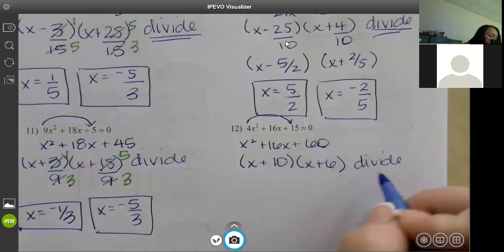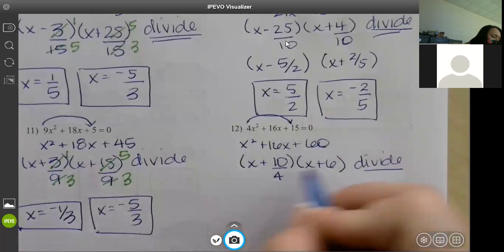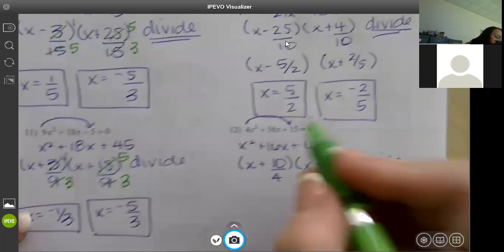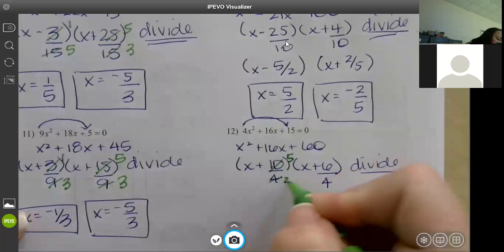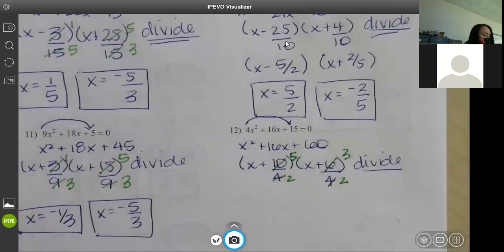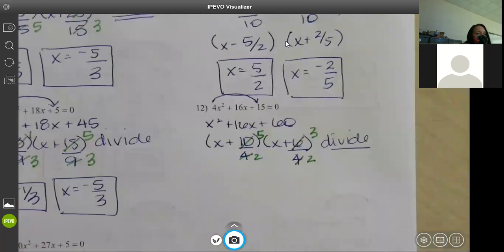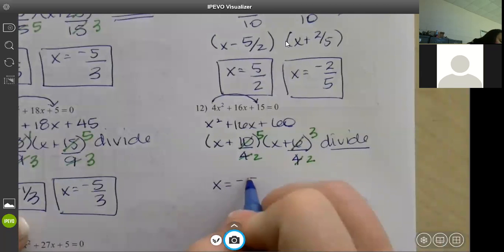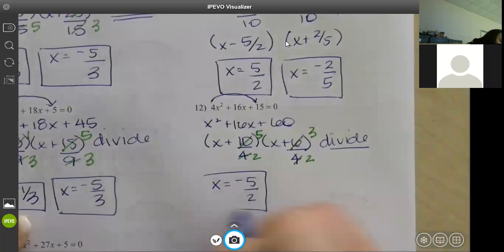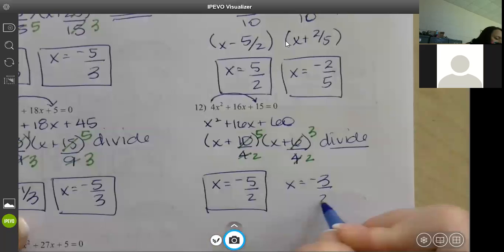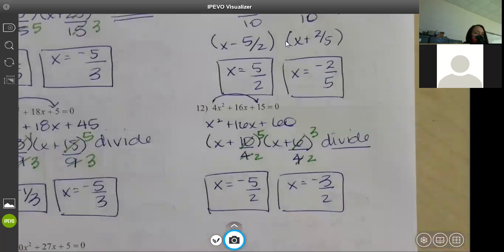Don't forget to divide. When you divide by 2, you get 5 and 2. Same thing on this one. Divide by 2, you get 3 and 2. So instead of being a positive 5/2, your answer is negative 5/2. Instead of being positive 3/2, negative 3/2. That's it.